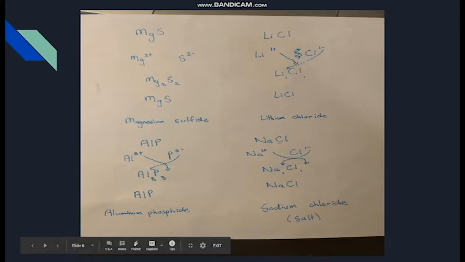Sodium chloride is another one we took a look at earlier. Sodium has a charge of 1 plus, chlorine has a charge of 1 minus. When you do the crisscross, they both have 1 atom each, which means that you don't have to show the number of atoms in each element. And this is also another word for salt. Salt is what sodium chloride is.